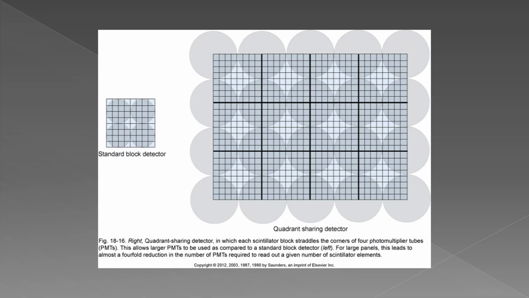This is an example of quadrant sharing. For this one, the circles that you see are the PM tubes, and the square grid that you see is the crystals. So that's where they're quadrant sharing a detector. You don't see that so much anymore. You saw that with older PET scanners. Now they're more of the detector block design where you have the PM tubes coupled right to it.